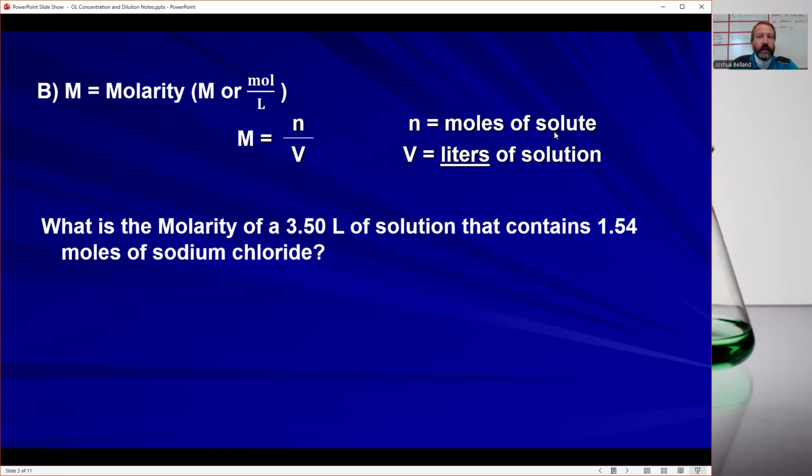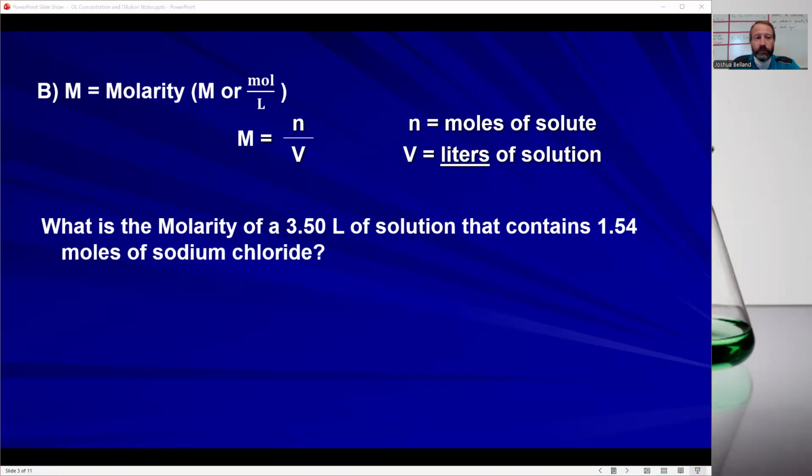Now watch out for that. That's just the moles of the solute, and we're going to divide it by V, which is the volume in liters. It has to be in liters, just like with gas laws. Liters of solution. All said and done, what's the volume? When I pour the solid in with the liquid, or put the gas in with the liquid, or put the liquid in with the liquid, the total volume at the end of the solution is what I use there.